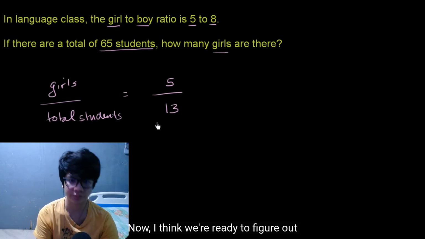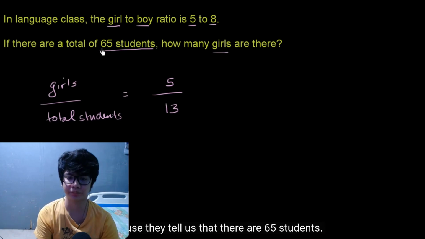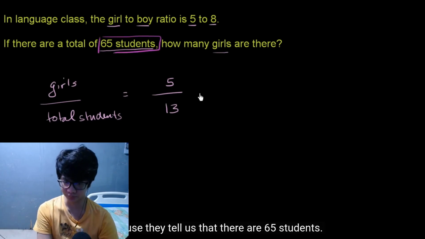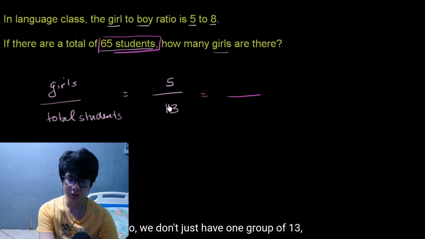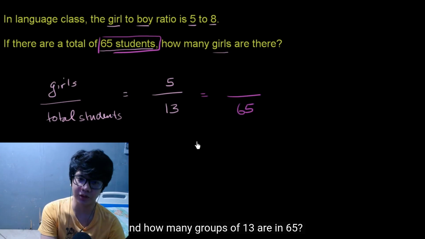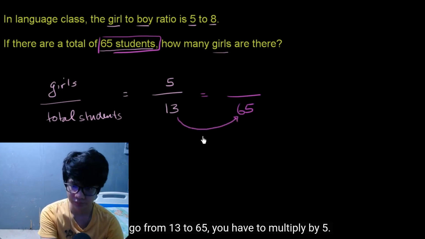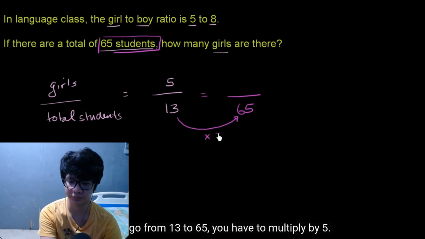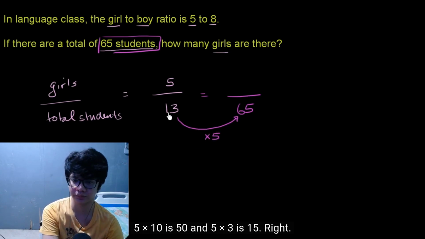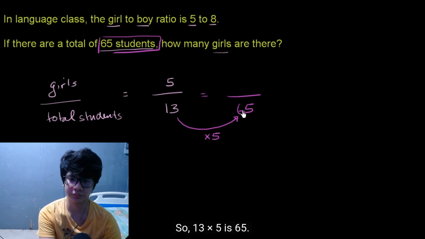Now, I think we're ready to figure out how many total girls there are, because they tell us that there are 65 students. So we don't just have one group of 13, we have 65 students. And how many groups of 13 is 65? Well, to go from 13 to 65, you have to multiply by 5. 5 times 10 is 50, 5 times 3 is 15, right, 13 times 5 is 65.